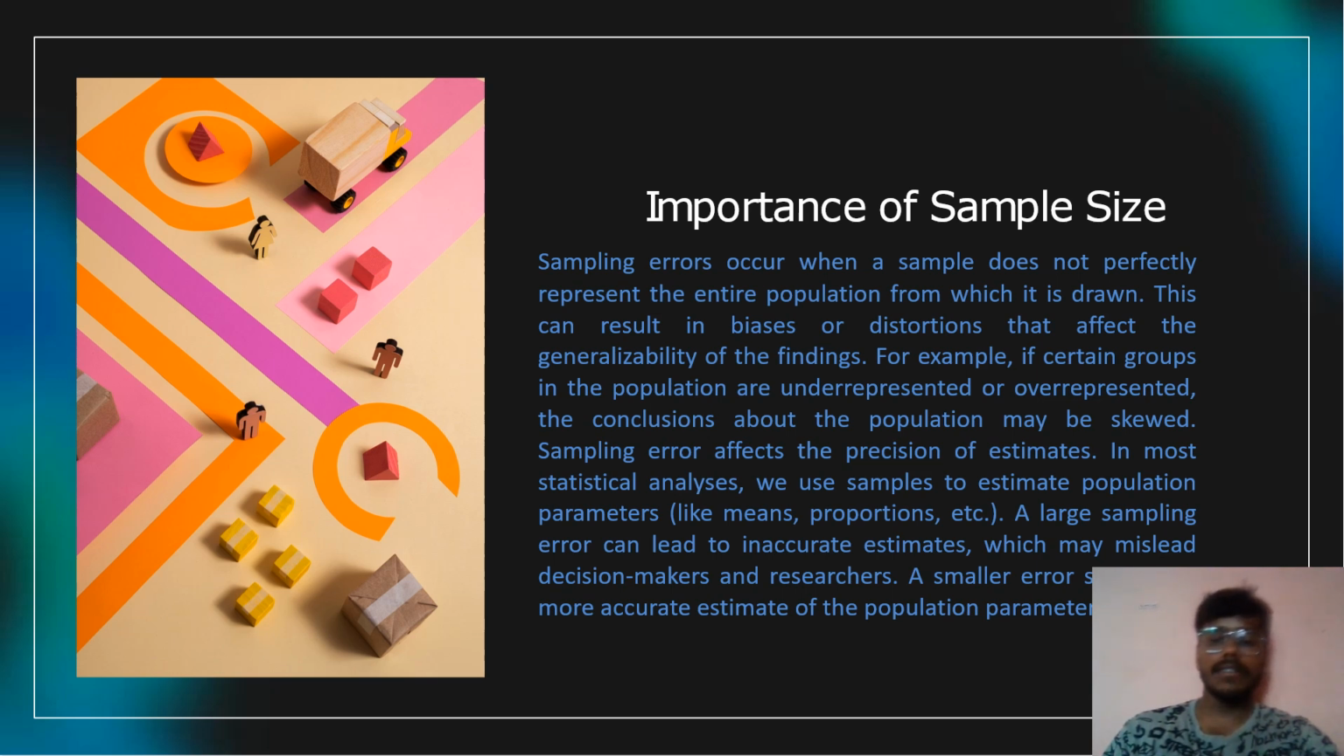Sampling error affects the precision of estimates. In most statistical analysis, we use samples to estimate population parameters like means, proportions, etc. A large sampling error can lead to inaccurate estimates, which may mislead decision makers and researchers. A smaller error means a more accurate estimate of the population parameter. This is the importance of sampling errors and the size of the sample.